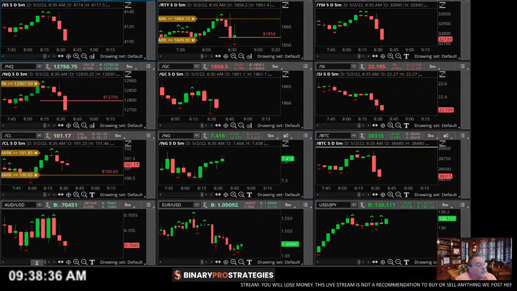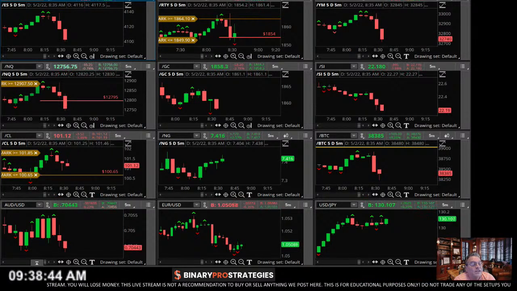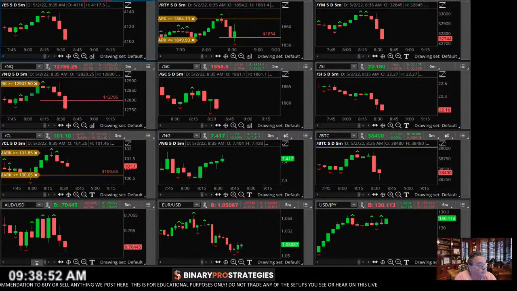NQ already hit target. Once again, don't try to trade all this. It's hard enough for me to just keep up with them. I wouldn't be trading more than one at a time, because a lot of times when it hits that entry, it moves so quick that by the time I try to plot it, it's already hit target. So NQ is out of its short.